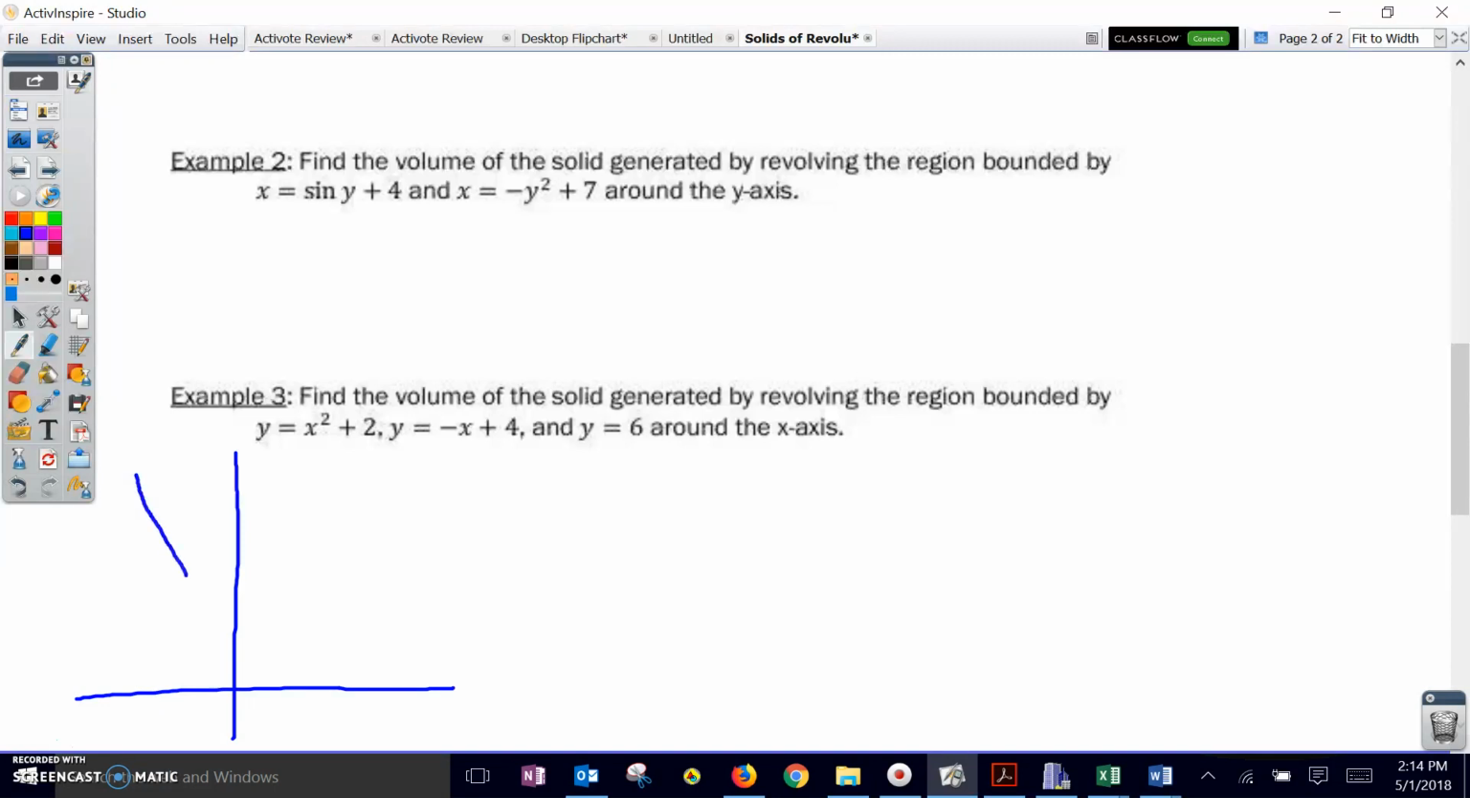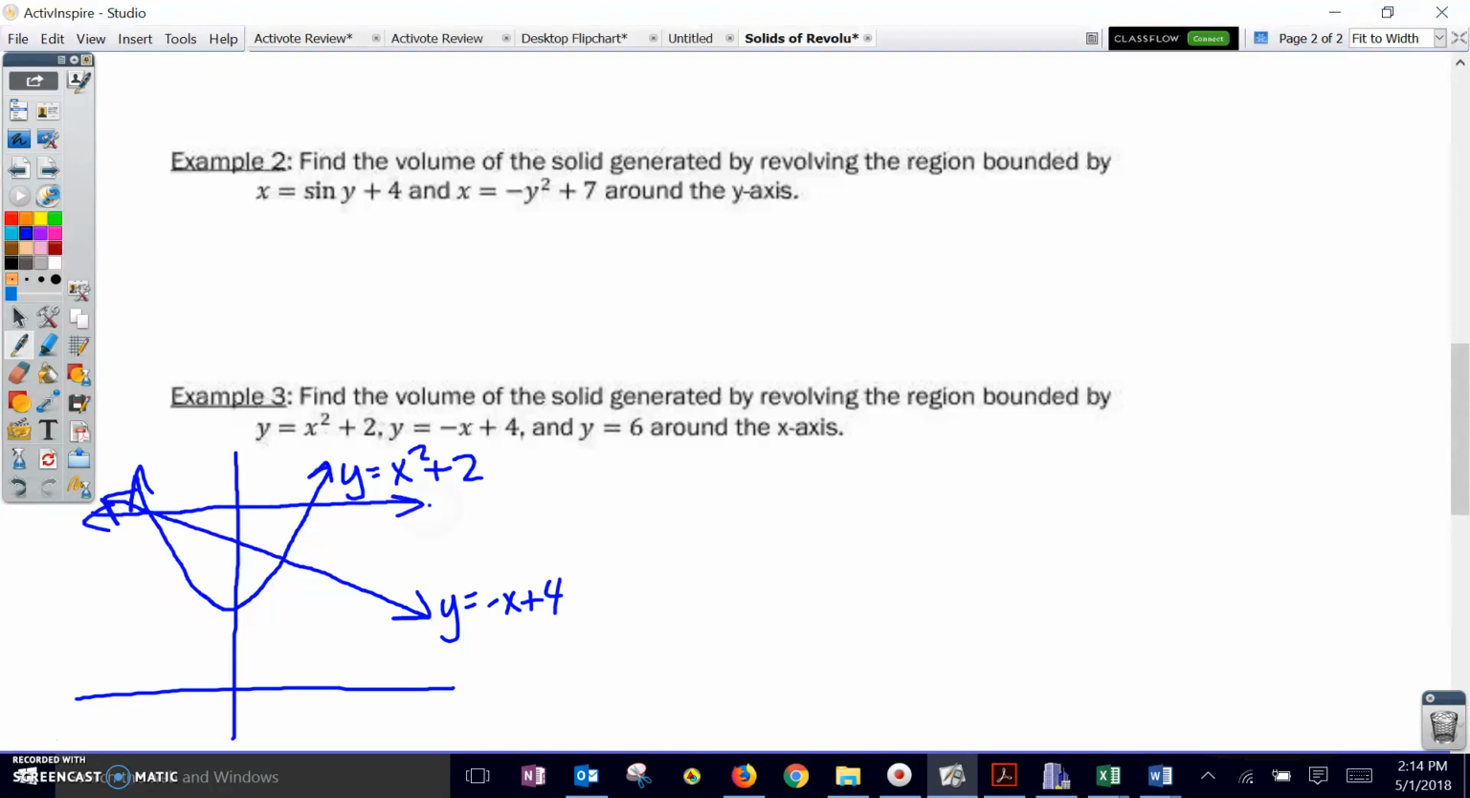And we've got our parabola, y equals x squared plus 2. And we've got this line, y equals negative x plus 4. And we've got our line, y equals 6. We graph all of those, and we end up with this region in here that's bounded by all three of those curves. And that's what we're going to revolve around the x-axis.